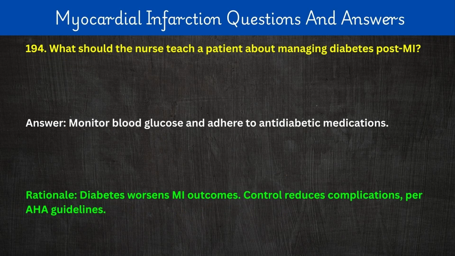194. What should the nurse teach a patient about managing diabetes post-MI? Answer: Monitor blood glucose and adhere to anti-diabetic medications. Rationale: Diabetes worsens MI outcomes. Control reduces complications, per AHA guidelines.